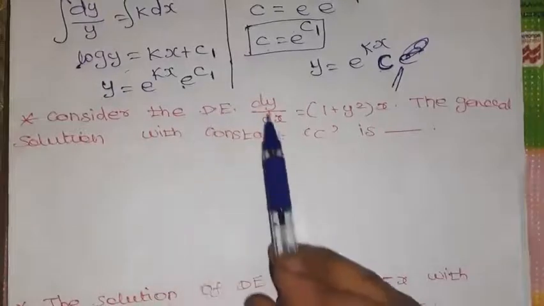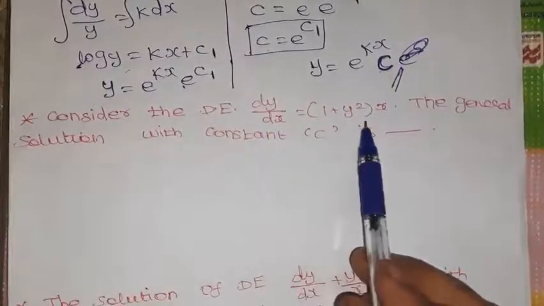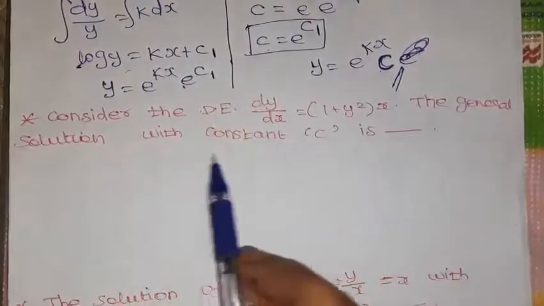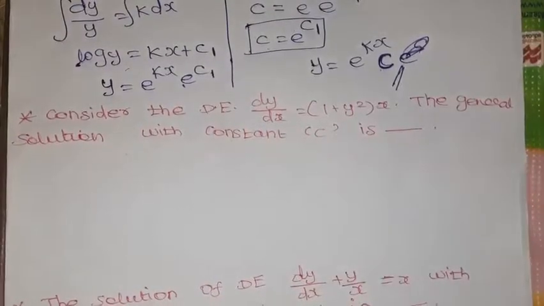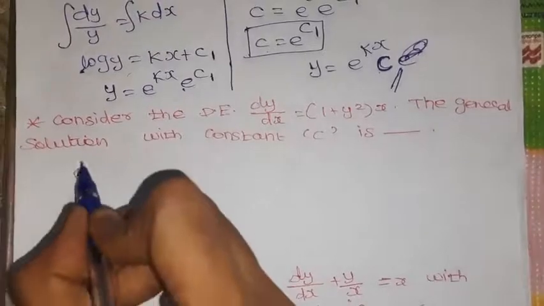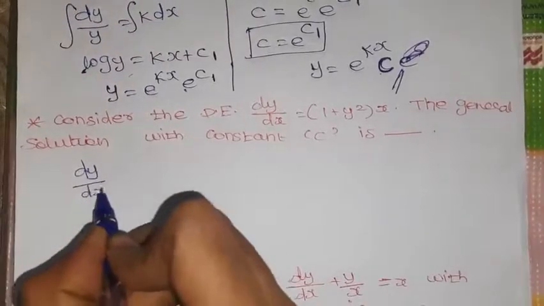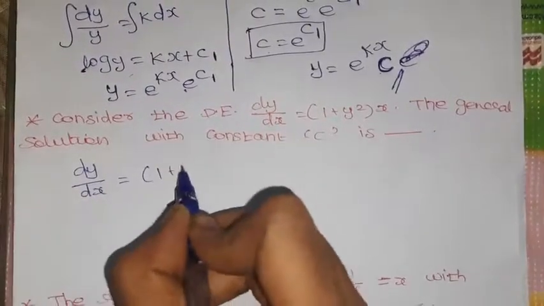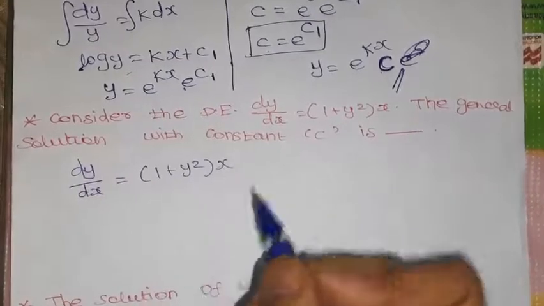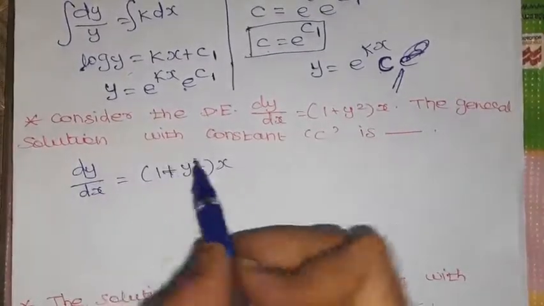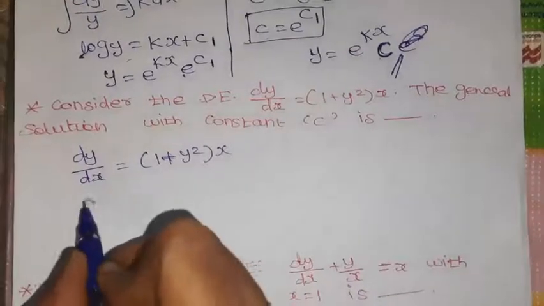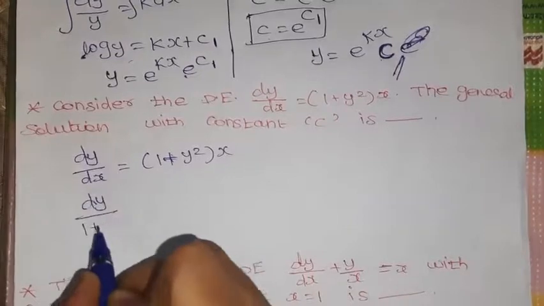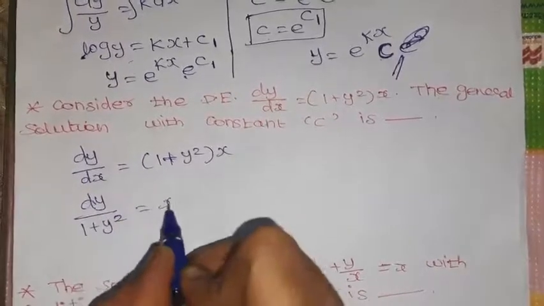Consider the differential equation dy by dx equal to 1 plus y squared into x. The general solution with constant c. So the constant will be c. So we need to find out the general solution. dy by dx equal to 1 plus y squared into x. Now we need to use the variable separable method, separating y on one side and x on another side. So dy by 1 plus y squared equal to x dx.